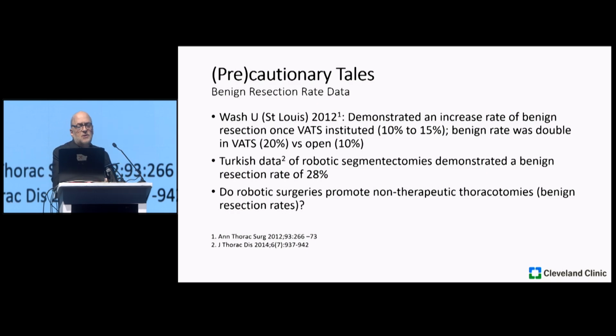At Washington University in St. Louis, they demonstrated an increased rate of benign resection rates once VATS was instituted. The benign rate was double in VATS as it was versus open. Turkish data showed that robotic segmentectomies demonstrated a benign resection rate of almost 30%. A recent study out of Mass General, Harvard, in the US showed a 15% benign resection rate. So this implies that maybe robotic surgeries, because they're easier to do, at least for the surgeon, more sexy to do, promote perhaps non-therapeutic thoracotomies because risk goes down, so let's take the risk and go in and do it.